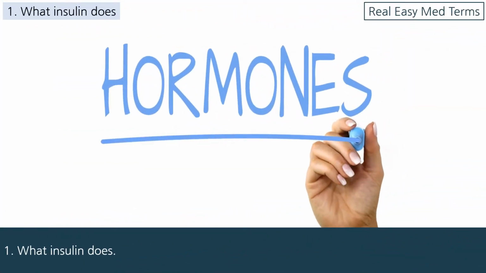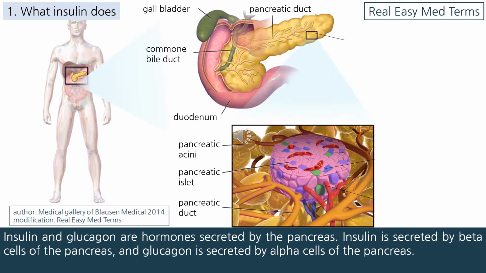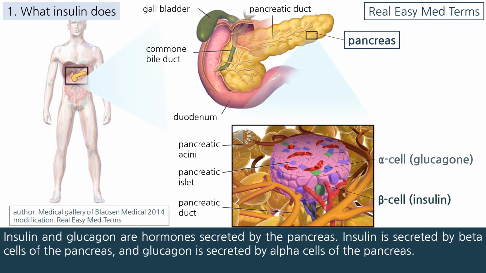1. What insulin does. Insulin is a hormone that regulates blood sugar level with glucagon. Hormones are secreted from endocrine glands and transmit various signals to each tissue of the human body. Insulin and glucagon are hormones secreted by the pancreas. Insulin is secreted by beta cells of the pancreas, and glucagon is secreted by alpha cells of the pancreas.